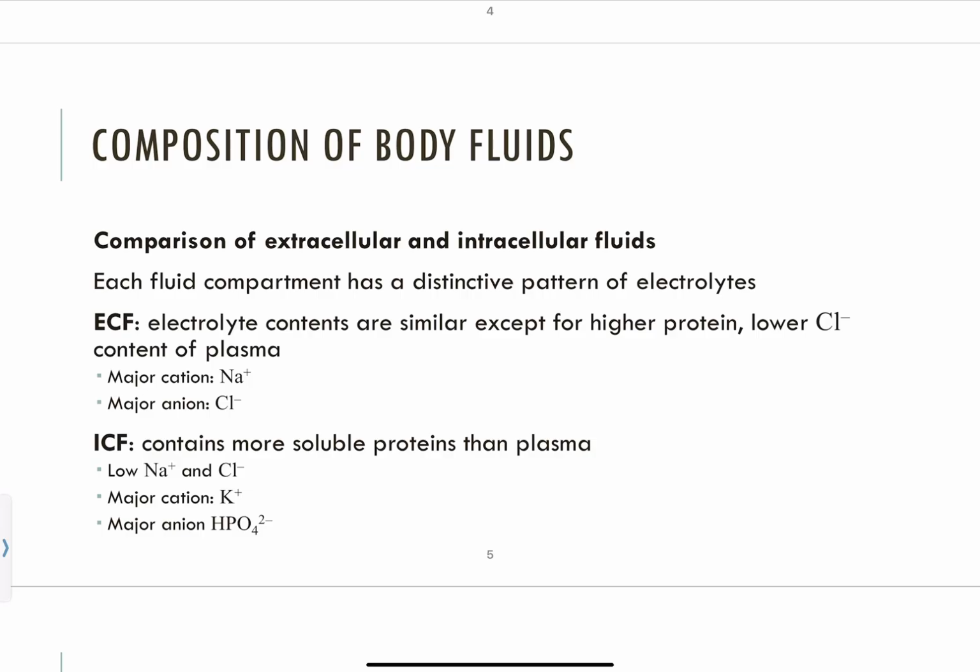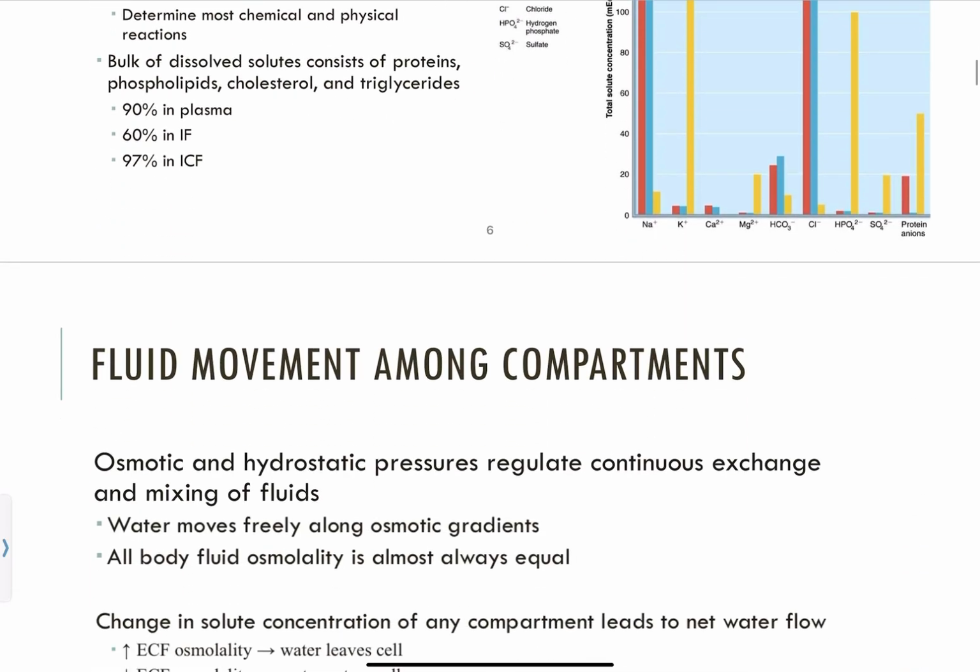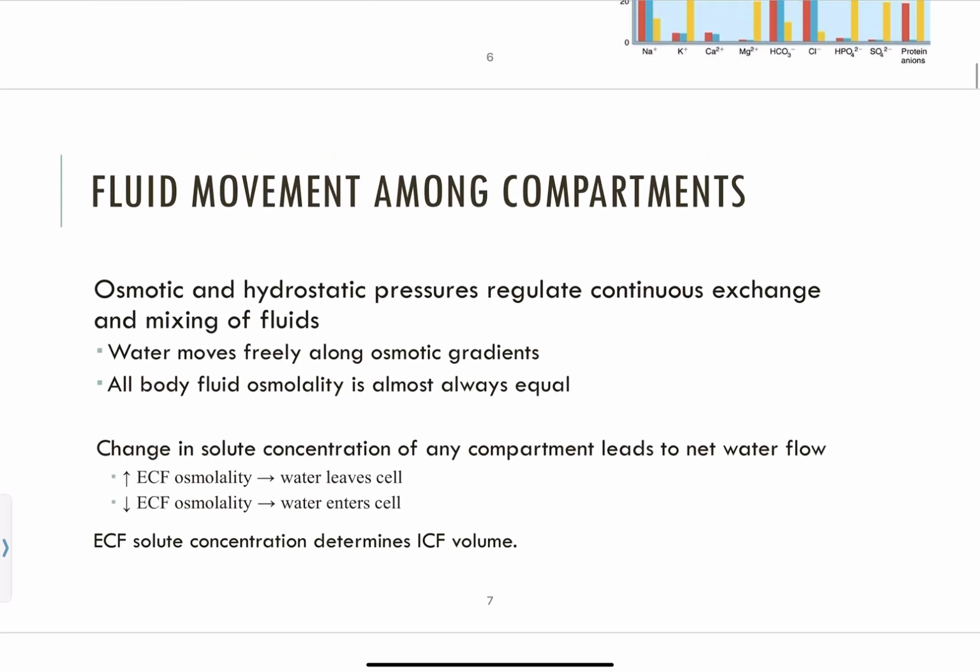Also make sure that you understand the major anion in the extracellular fluid is chloride, and in the intracellular fluid, the major anion is going to be hydrogen phosphate. So again, the bulk of this chapter is helping tie together things that we learn.